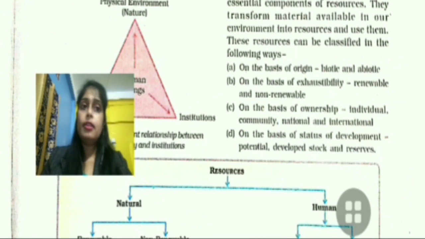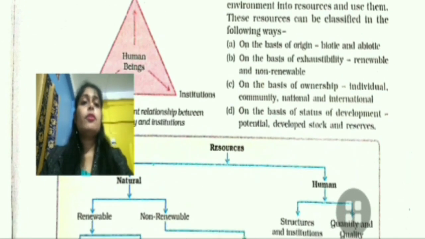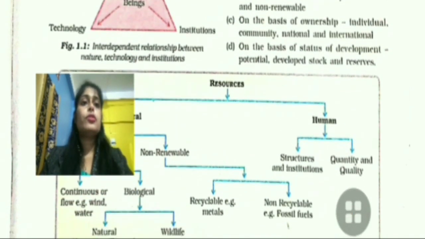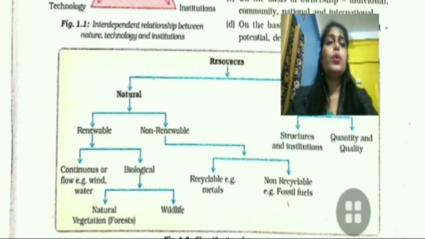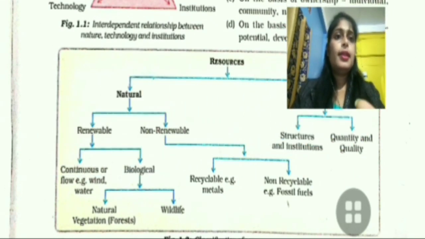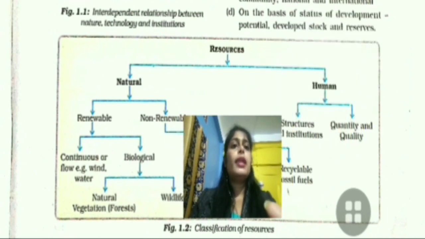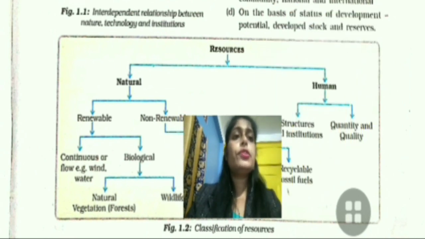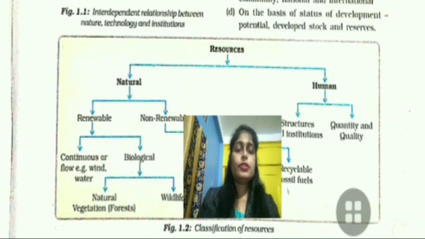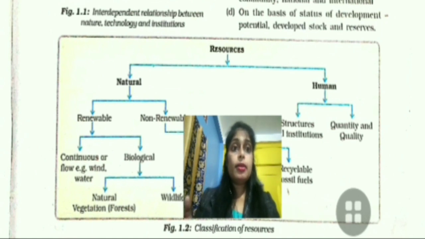The next points I will explain in detail in the next video, the different types of resources based on the different categories. Now here is a chart, so look carefully at what this figure shows. It is related to the classification of different resources. Resources are broadly divided into natural resources and human resources. So resources are mainly divided into two types, one is natural and another is human.